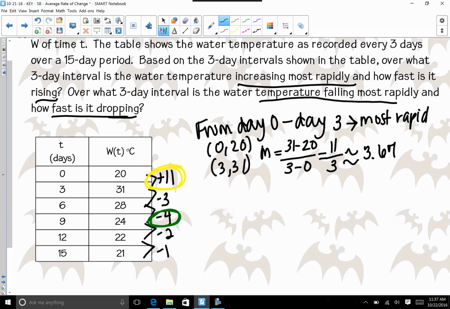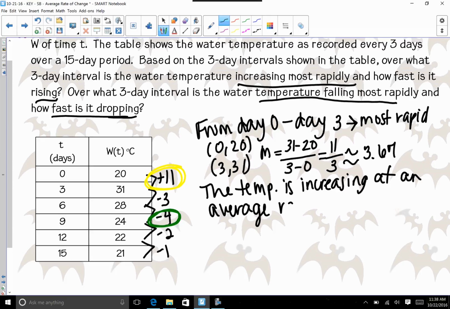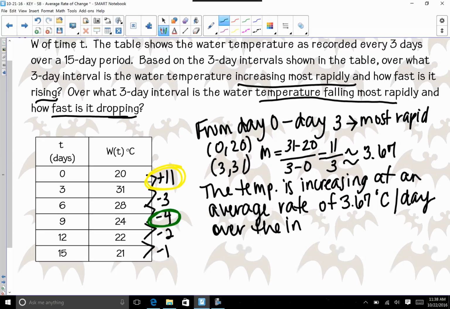Okay, so what I can say then is the water temperature is increasing at an average rate of 3.67 degrees Celsius per day over the interval 0 to 3, right? So that's the first piece of this.